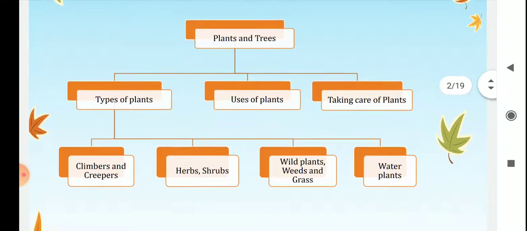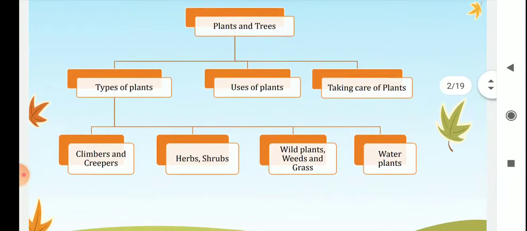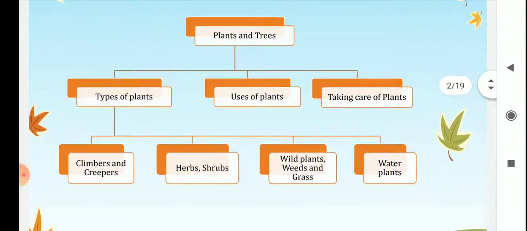climbers and creepers, then herbs and shrubs, then wild plants or weeds, and another one is the water plants. So this is one kind of classification, students, as you are reading environmental science. I am not going into the details of the classification in depth, but I want to give you a preliminary idea about the basics of the classification of plants.